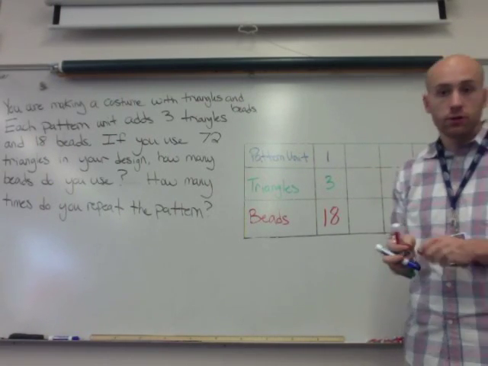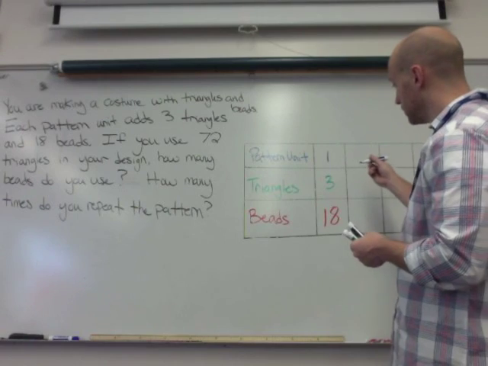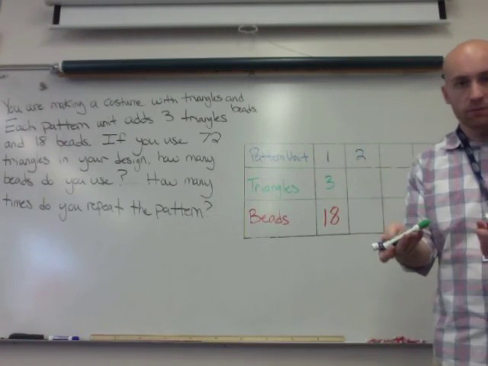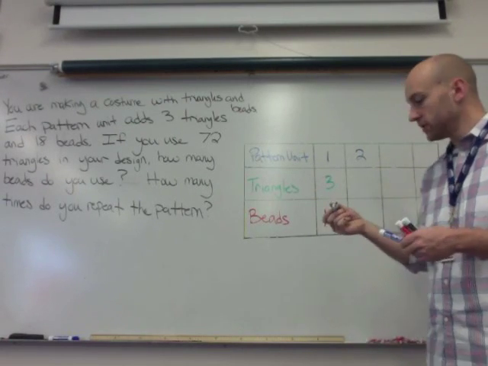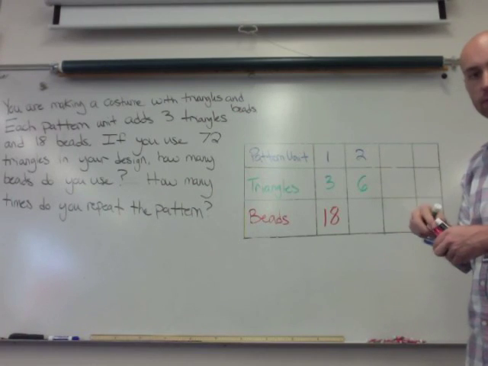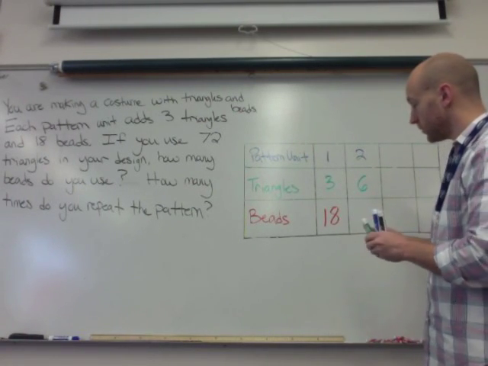So if we had 2 patterns, we would have to have 3 more triangles, right, to make another one. So now we're up to 6 triangles. And we would have to have 18 more beads. So now we're up to 36 beads.